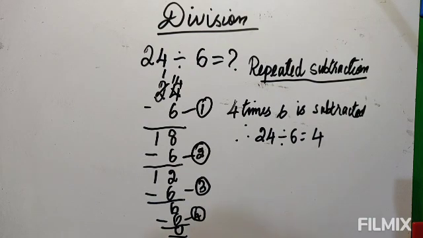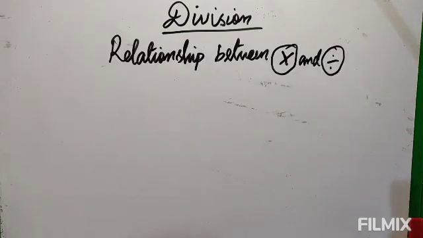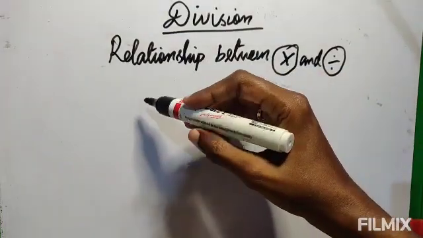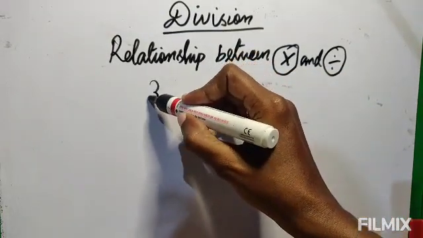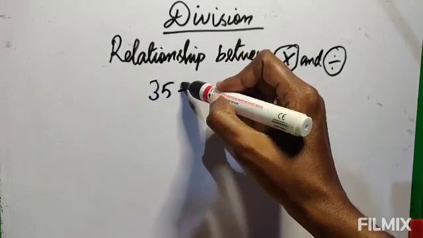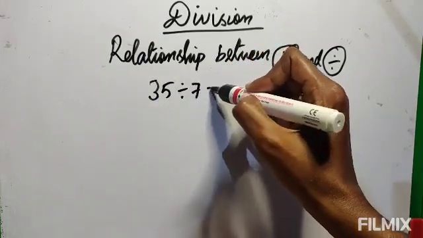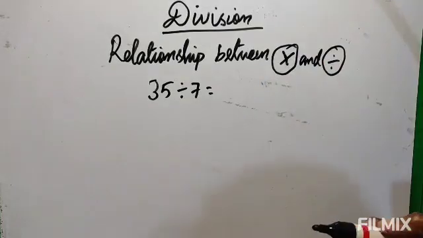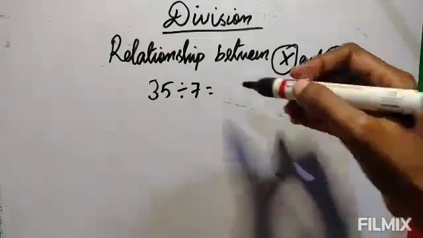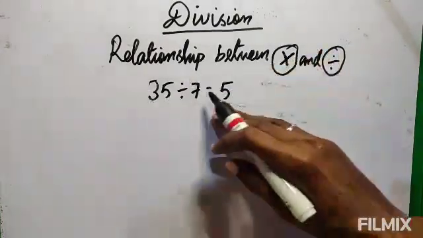Now next we will see the relationship between multiplication and division. Now let's take the division. 35 divided by 7. So how many 7s are there in 35? 5 7s are 35. So 5 is the answer. So this is the division.